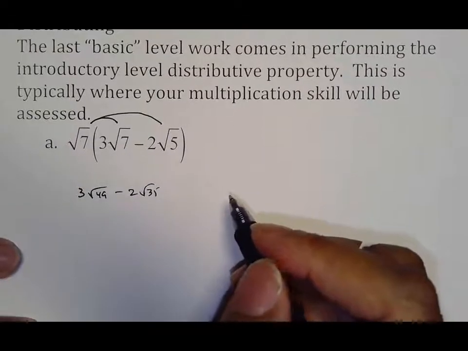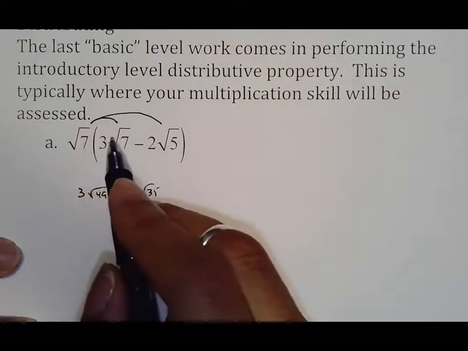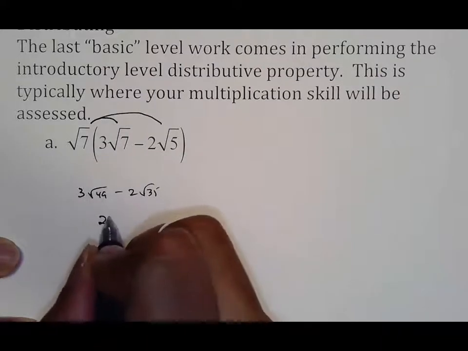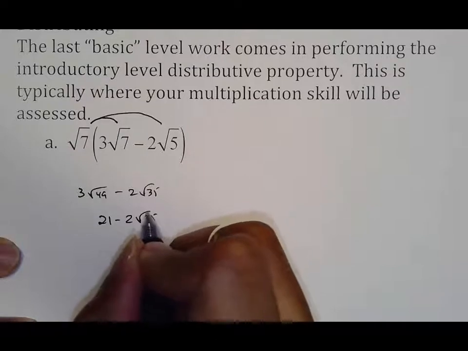And you have to make sure you simplify. 49, think about it, 7 times 7 is a perfect number, which means that actually is 7. 7 times 3 makes 21, minus 2 root 35.